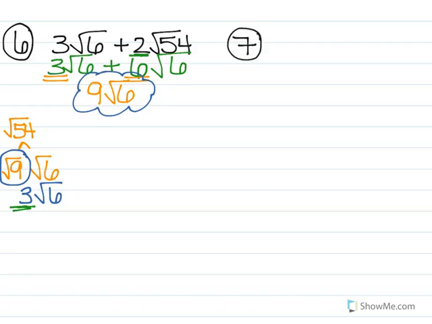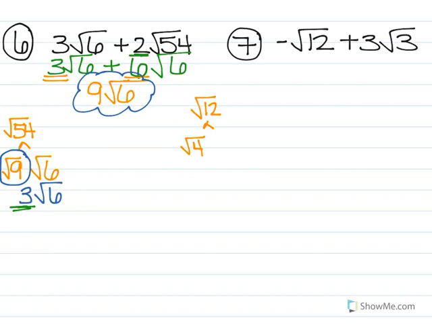So number 7 is going to be negative radical 12 plus 3 radical 3. So the 3 radical 3 is going to stay as is, and the radical 12 is going to be simplified. So if we think about 12 and all its factors, we've got 1 and 12, 2 and 6, and then we also have 3 and 4. So of those, 4 is the perfect square. The square root of 4 is going to be 2, and then you're going to bring down the radical 3.